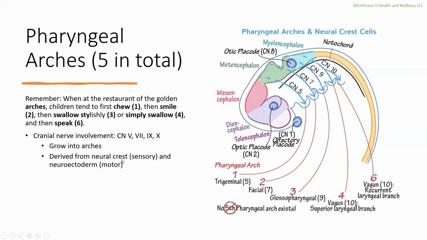These cranial nerves grow into the arches. They're derived from neural crest sensory cells and neuroectoderm, the motor. So neural crest for the sensory, and then neuroectoderm for the motor components. Why is there no arch 5? There technically is, but it makes no major contributions developmentally, so we don't talk about it. 1 through 4 and 6.